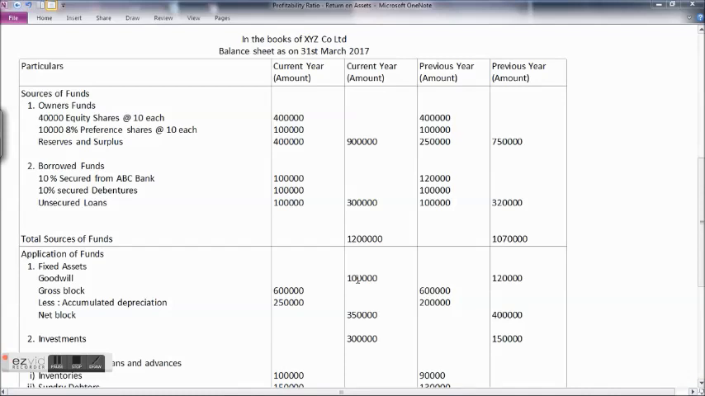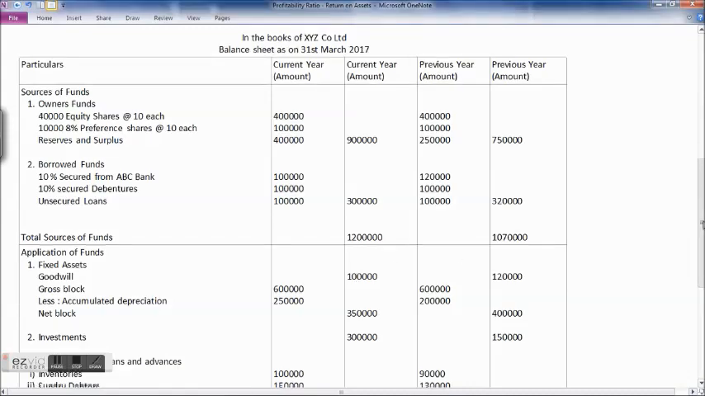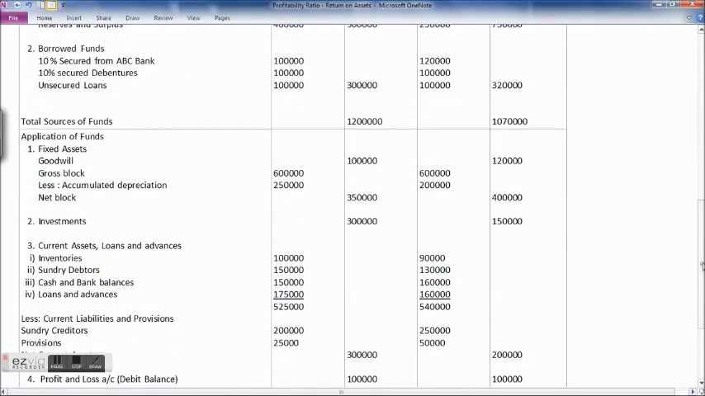Then borrowed funds: 10% secured loan from ABC Bank, 10% secured debentures, unsecured loan. So the current year total borrowed fund is 3 lakh. Last year the total was 3,20,000. So total sources of fund is 12 lakh and 10,70,000 respectively for the current year and the previous year.